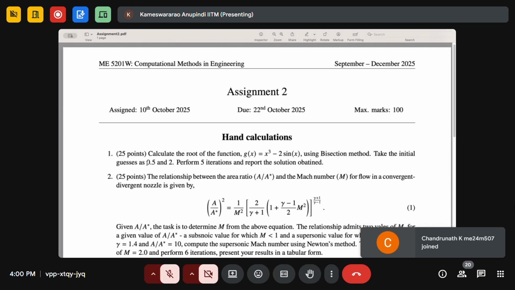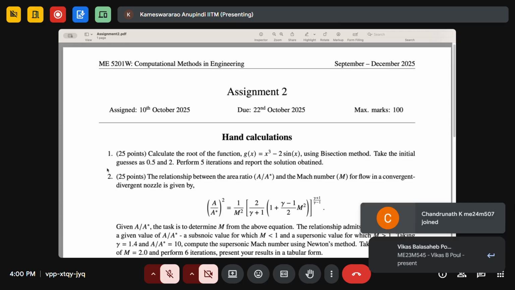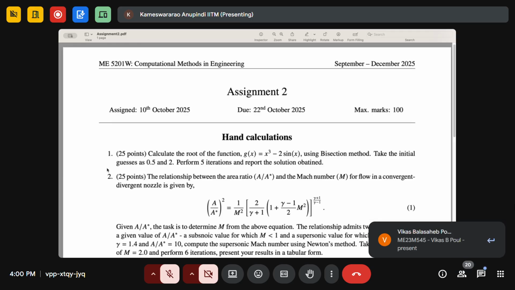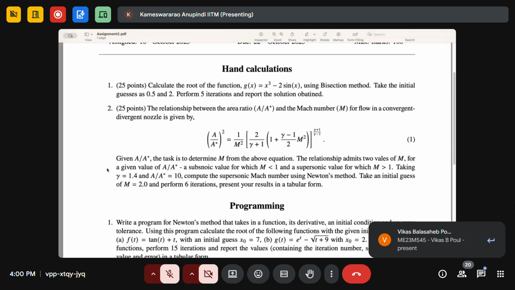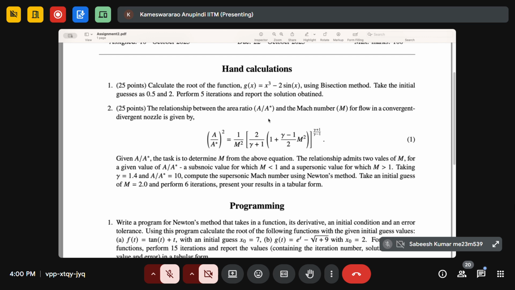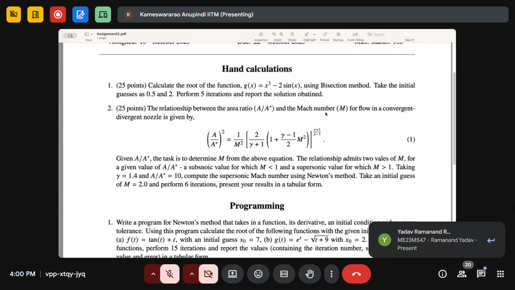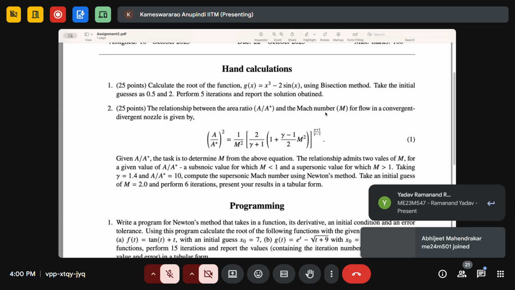This is a simple hand calculation which you can do. You can prepare the same table as we have done in the class. Then the second one: you are given the relationship between the area ratio A by A star and the Mach number for flow in a nozzle, and this nozzle happens to be a convergent divergent nozzle.